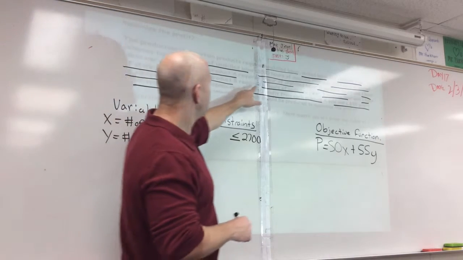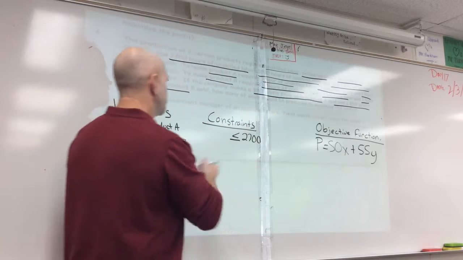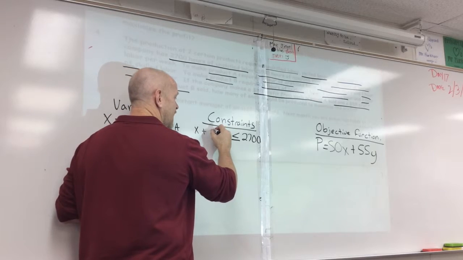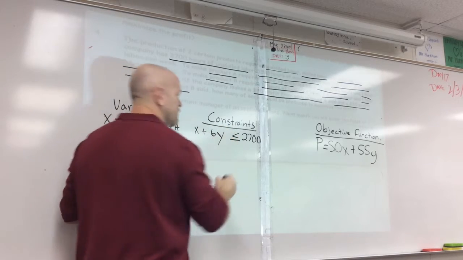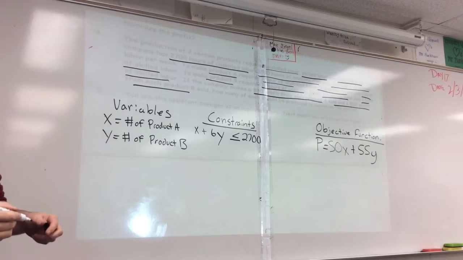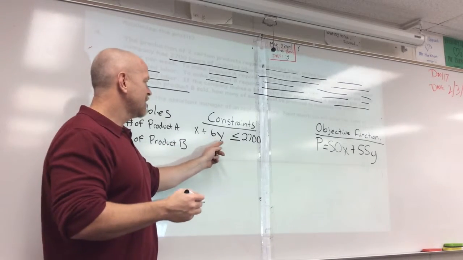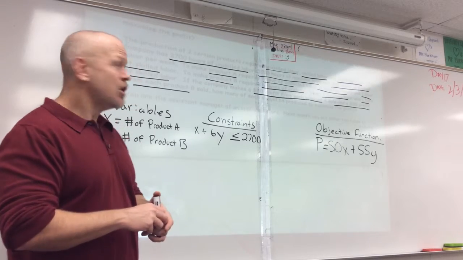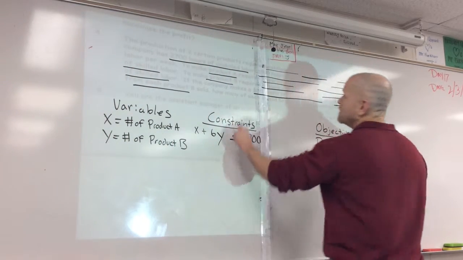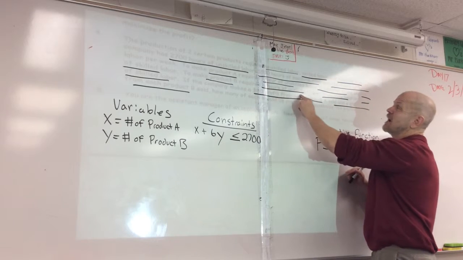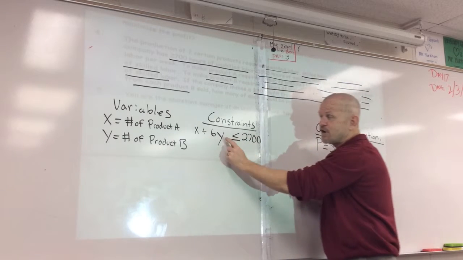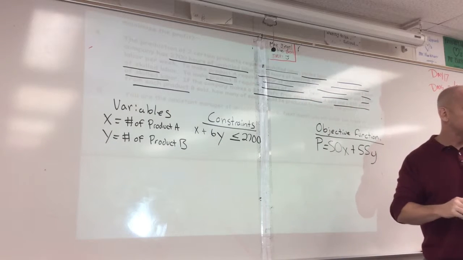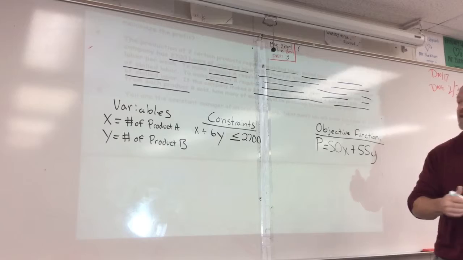Max says that the x right here is 1 hour of unskilled labor, plus 6y. And then the second product, y, requires 6 hours of unskilled labor. So for every one of these I make, that's how much unskilled labor it requires. Why is it 6y? Because product B requires 6 hours of unskilled labor. So for every one of these I make, that's 6 hours required. So I've just turned that into a constraint.